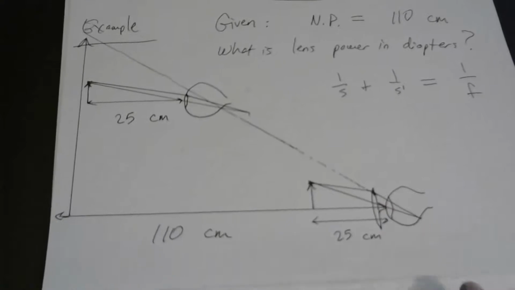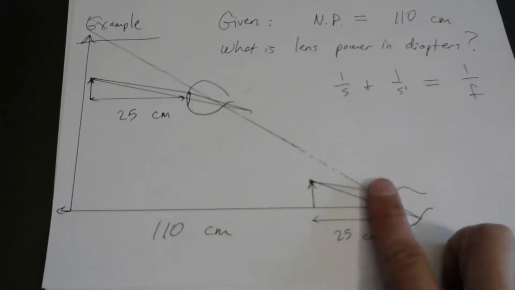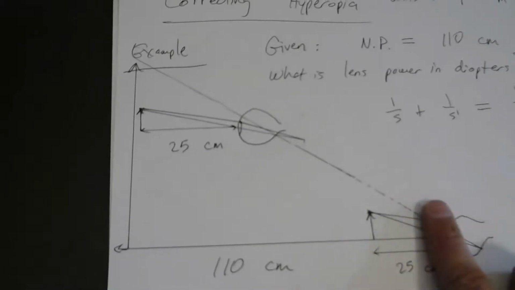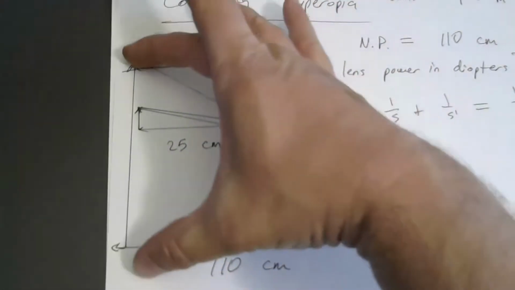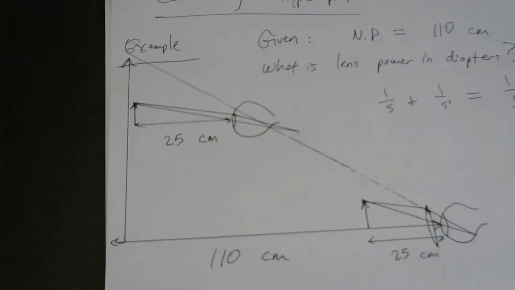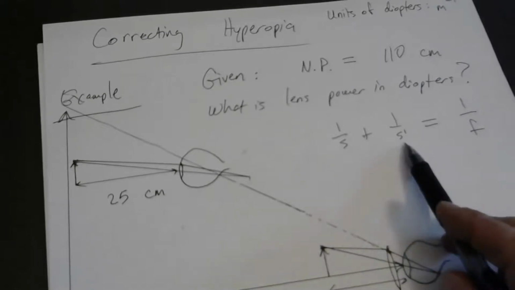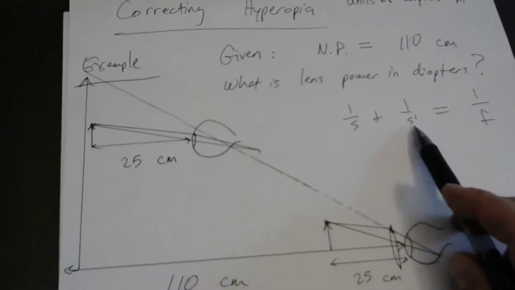Here's one way to think about it. After the lens has done its work of converging the rays, pretend it's not even there. Get rid of the lens in your mind and just imagine something out here whose rays actually could be focused by the front surface of the eyeball, the cornea. Okay, so the image distance needs to be 110. That's the near point. Don't forget that the image distance is negative.